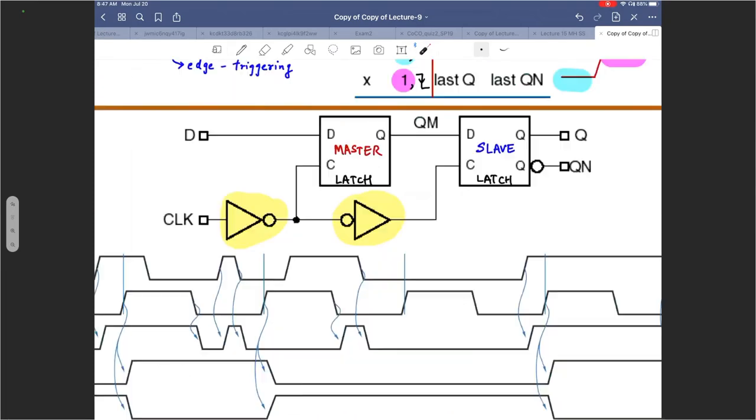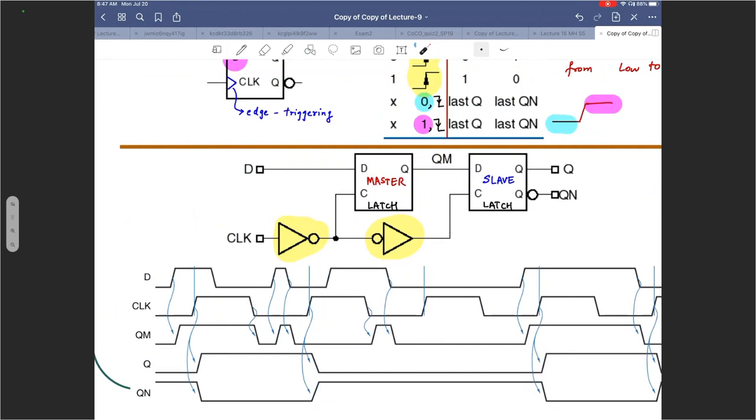Now, all of that can be essentially explained or analyzed using timing diagrams. Over here, we have D, which is our initial input. We have the clock signal here. How do I sketch QM? I should be able to sketch QM, right? Because we said QM follows D when clock is 0.